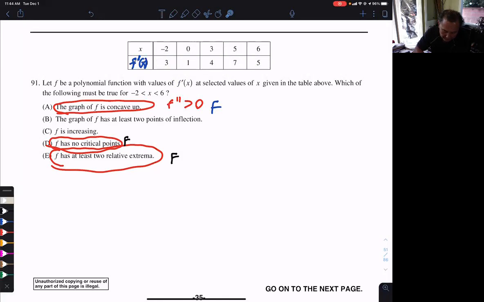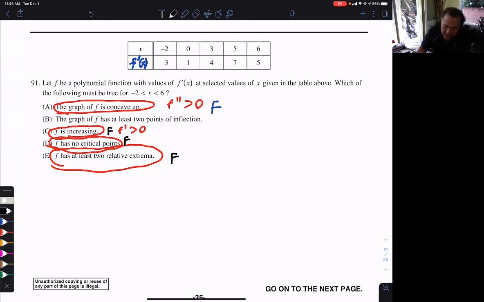Here's another tricky one. F is increasing. You say, oh, I know if F is increasing, then the derivative must always be positive, right? Well, you might look and say, hey, the derivative is always positive. But again, you don't know that, because you don't know what's happening between these two. The derivative could be negative between these, causing F to be decreasing and not always increasing. So that is not always true. I'll call that false.